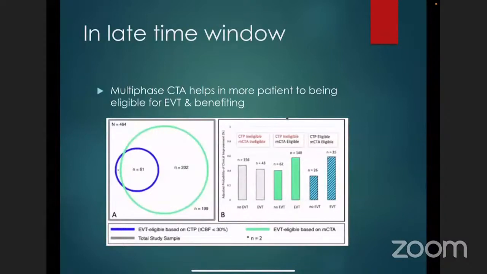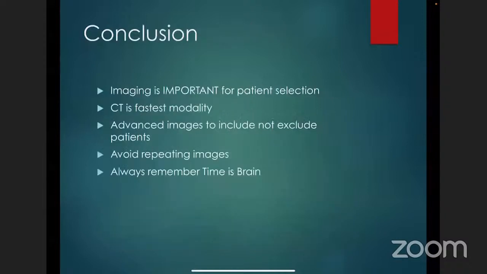And you can see also in the adjusted probability of clinical improvement, the patients who underwent mechanical thrombectomy or treatment based on the multi-phase CTA eligibility are more than the patients who underwent only CT perfusion.